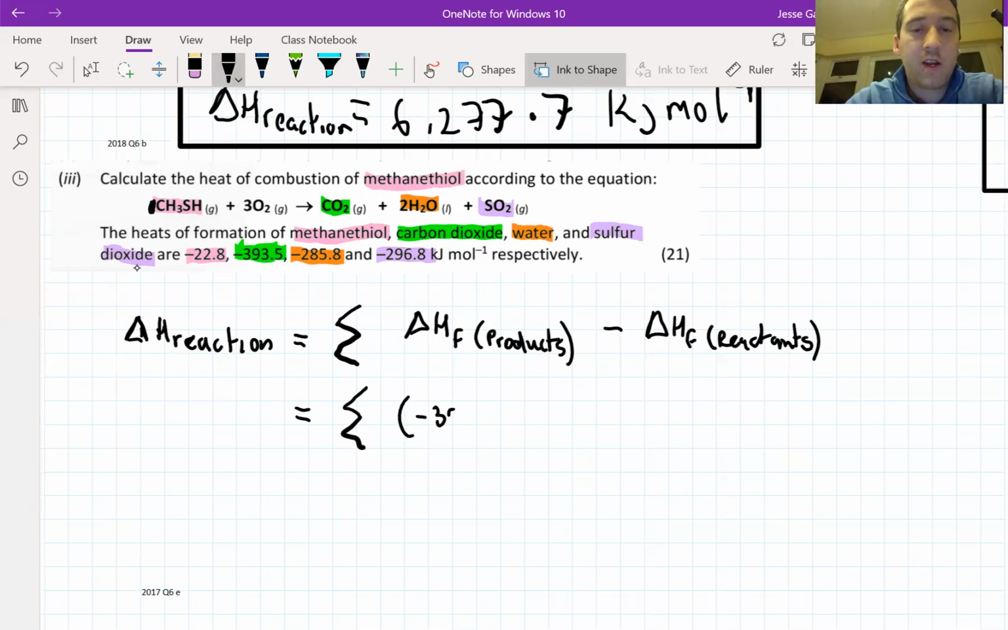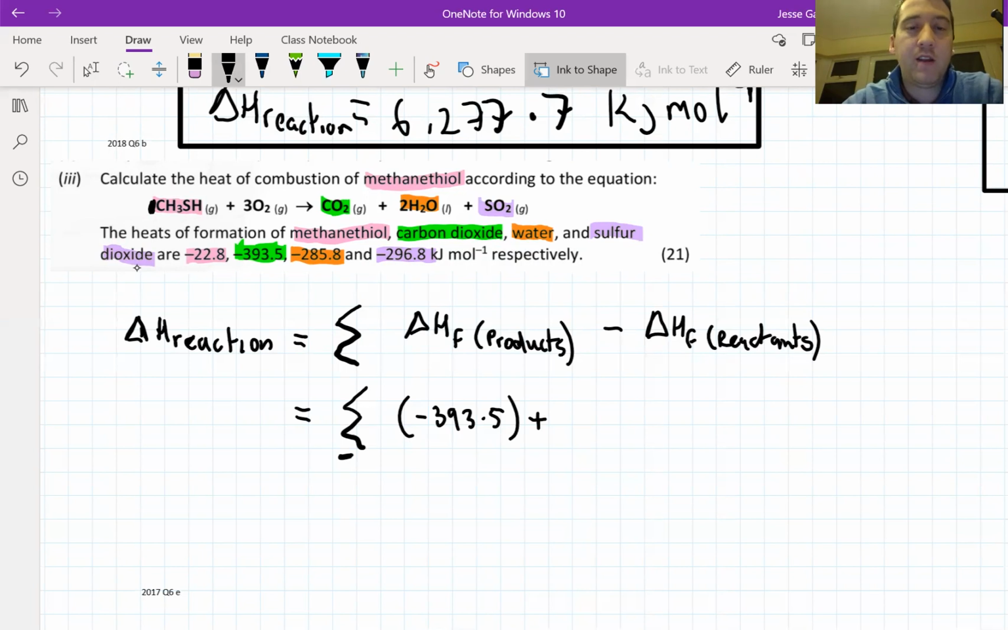minus 393.5 like that. There's no mole number in front of it, so we don't have to multiply it by anything. And then we're going to sum it. Remember, sum means add. So we're going to add to it the delta H values for the other products. Pause the video and add in the delta H values for the other products now, please. You should only be playing the video if you've added them in.